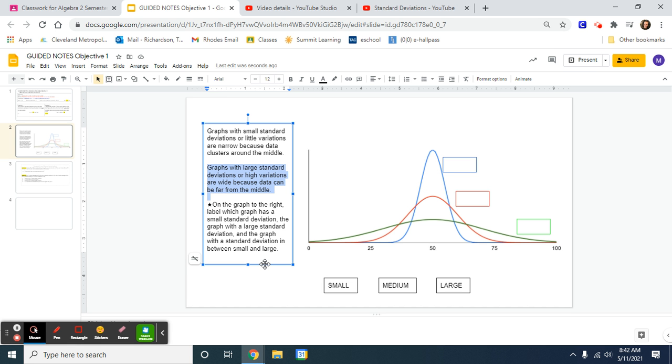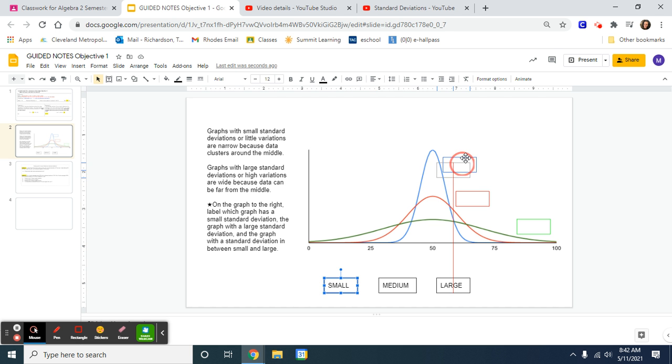So what this is asking us to do is label which graph has a large standard deviation, a graph that has a small deviation, and then one that's in between. So a small deviation, and I'm going to grab this small box. That's going to be our blue graph because, again, the numbers are very close together. That deviation is very small. So look how my graph is very narrow and skinny.